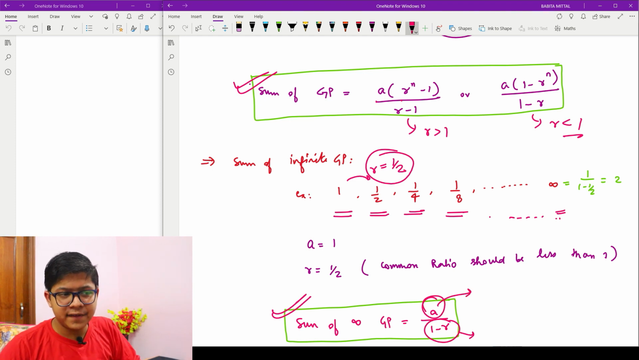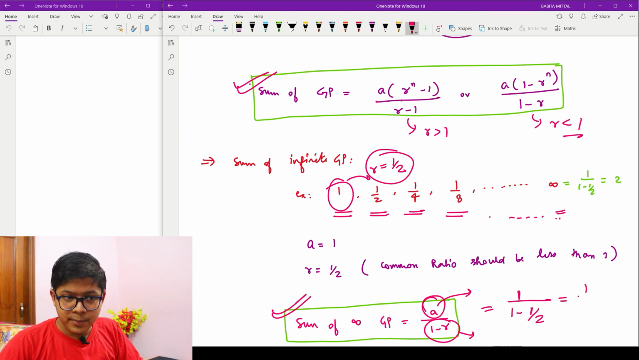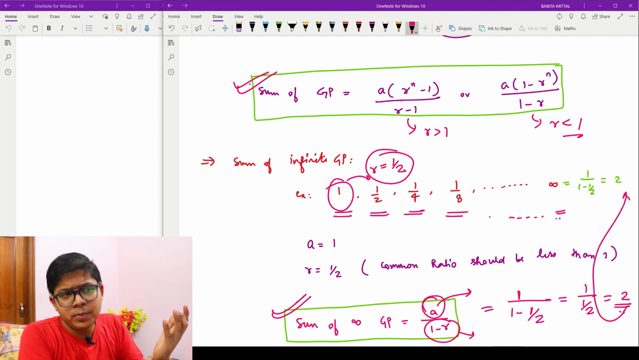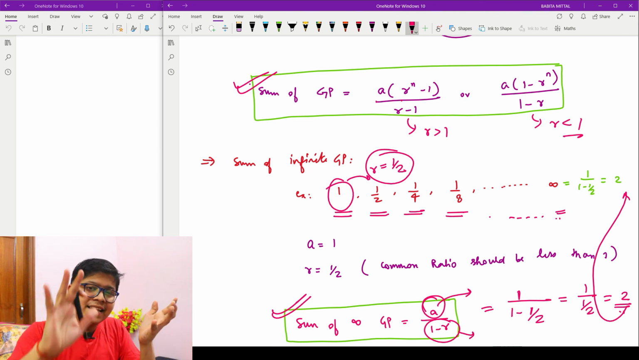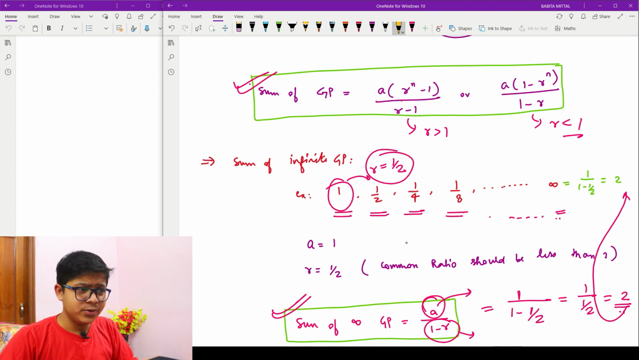So you can clearly see that if I write my A as 1, because 1 is the first term and my common ratio is 1 by 2, it will be nothing but 1 upon 1 by 2, which is actually 2. So I obtained my 2 right here. Although you can easily find this out by just one line of formula, I will highly recommend you guys to remember this, because it is very readily used.